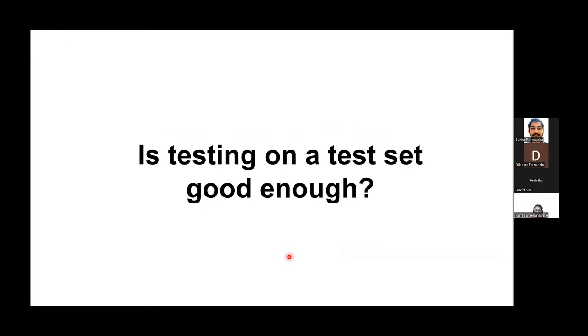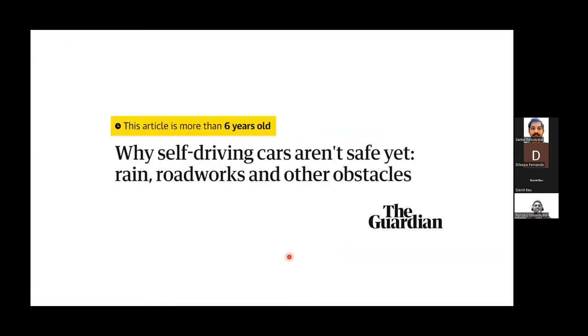So that's my question. Now, this is an article published in The Guardian 6 years ago, why self-driving cars aren't safe yet, and some of the reasons that they give is rain, roadworks, and other obstacles. And although this is 6 years old, to date, most of these problems are not solved properly. That's why we do not have self-driving cars in the market, right?